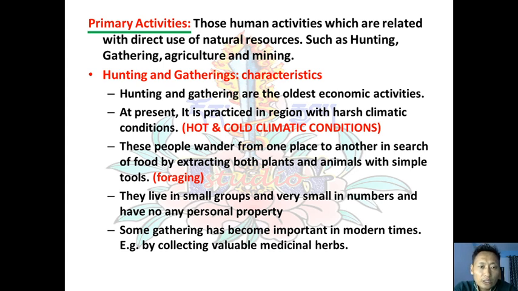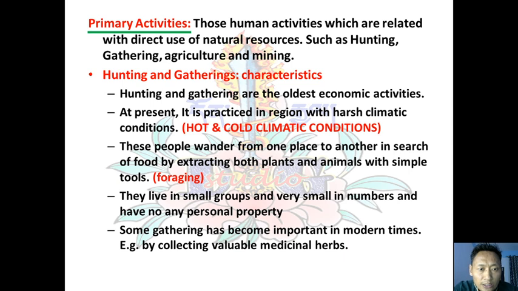So even now, at present, some people are still practicing this type of activity, that means hunting and gathering. Usually at present, this type of activity is generally practiced in regions with harsh climatic conditions. Here, harsh means we are talking about those regions which fall under very hot and cold climatic conditions. These regions are said to be regions with harsh climatic conditions.